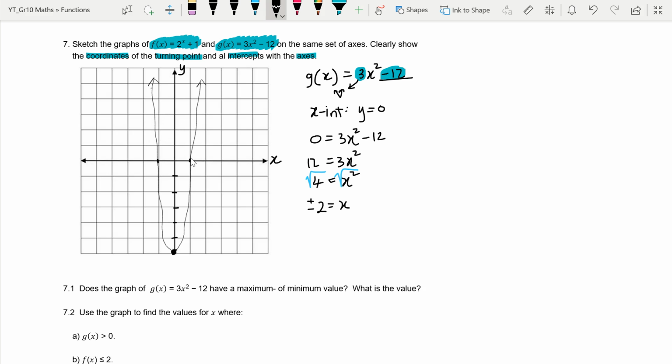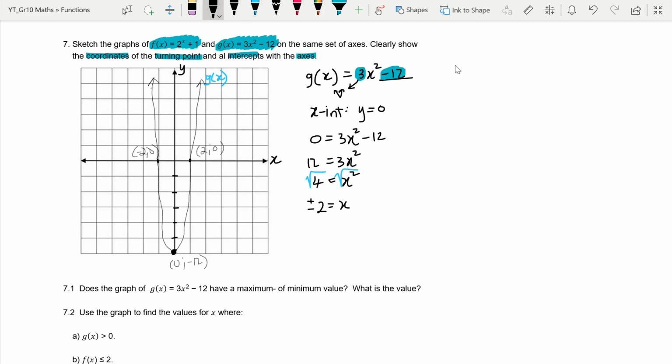I'm going to put in the coordinates like they asked. So I must put that one in as 2 and 0. And that one would be negative 2 and 0. And that one would be 0 and negative 12. So they are the intercepts with the axes for my parabola. And I am putting that in. That is my g of x. Okay, there's our first curve.